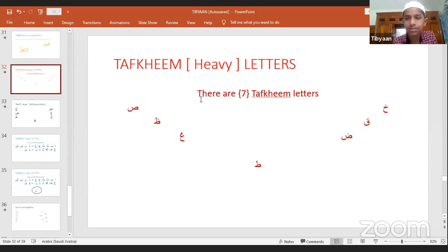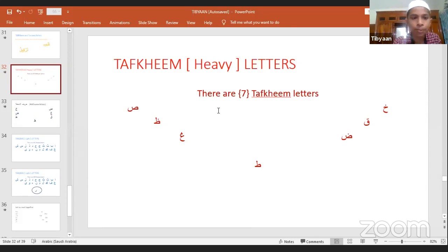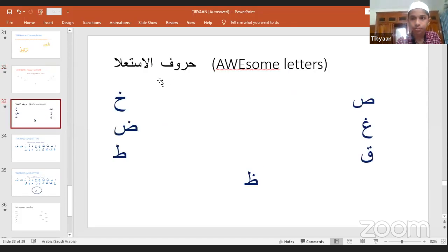So why are we learning this? In the Quran many of these letters come, as well as when we learn Surah Al Baqarah. I may have said earlier, as well as I'll say in the future, inshallah, make it more heavy or read it in Tafkheem. So all of you should know what these are. That's why we are learning this.